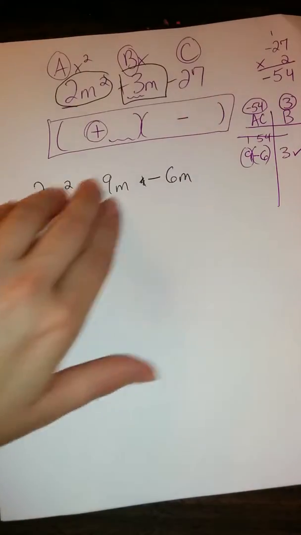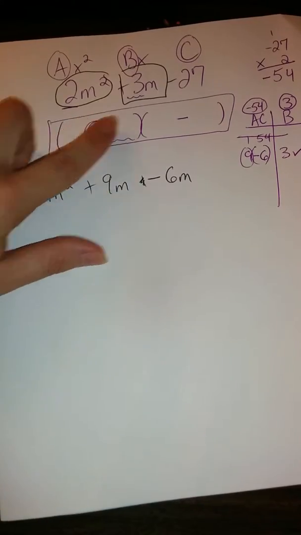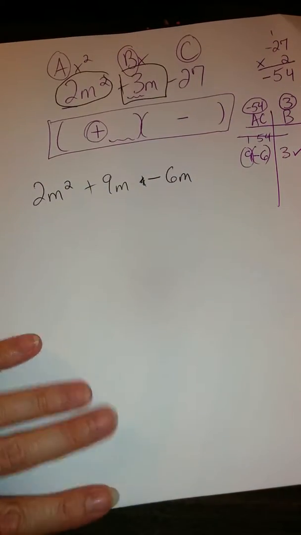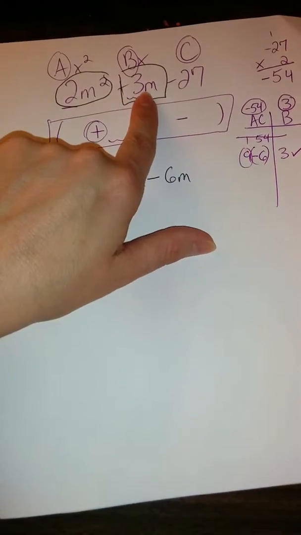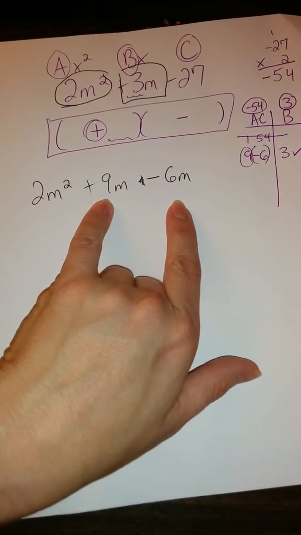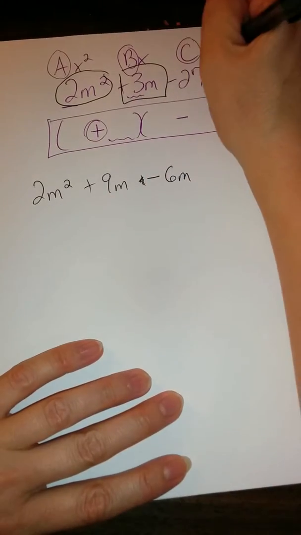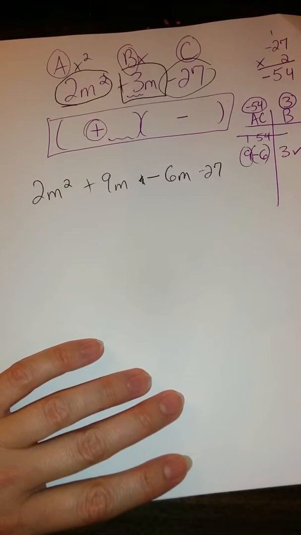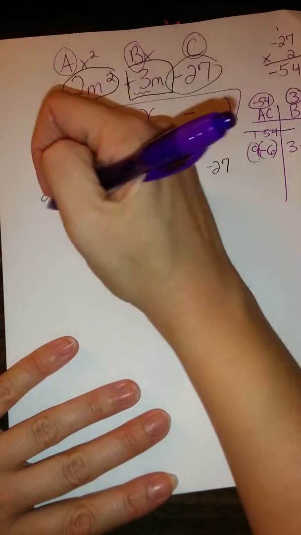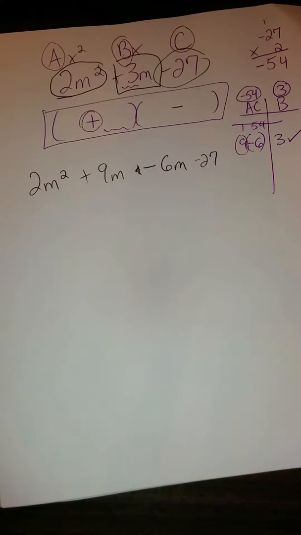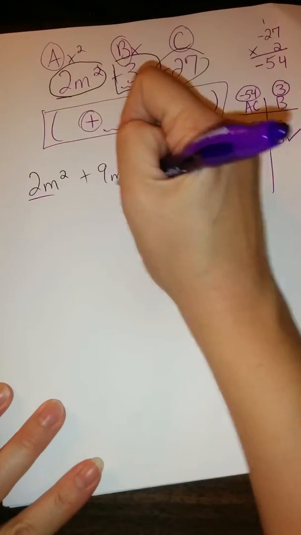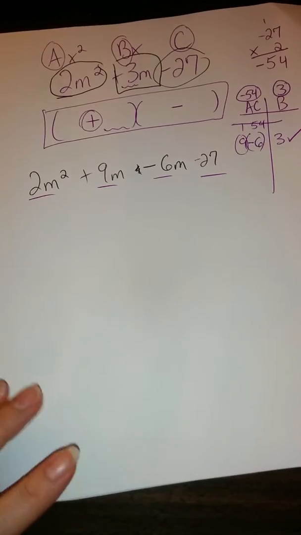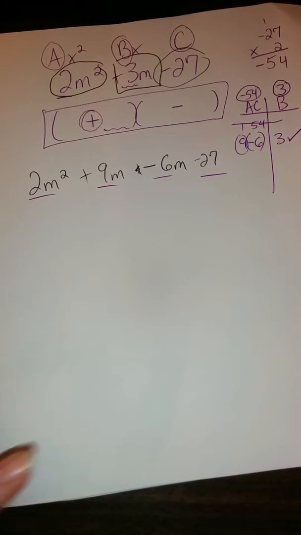So as you're working with all of these numbers, watch yourself for making sure your positives stay positives, your negatives stay negatives. Our middle term, instead of just plain old 3m, we split it into 9m and negative 6m. And then we also write down our last term, our negative 27. Let's go back to purple. Okay, so looking at us now, I have 1, 2, 3, 4 terms. Whenever we have 4 terms, we're going to factor by grouping.